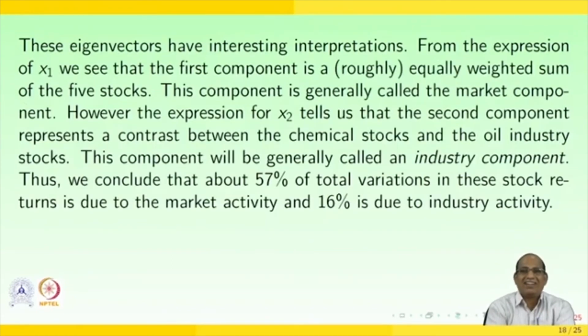So these eigenvectors have interesting interpretations. From the expression of x1, we see that the first component is an equally weighted sum of the 5 stock exchange returns. This component is generally called the market component. However, the expression for x2 tells us that the second component represents a contrast between the chemical and oil industry stocks. This component is generally called an industry component.